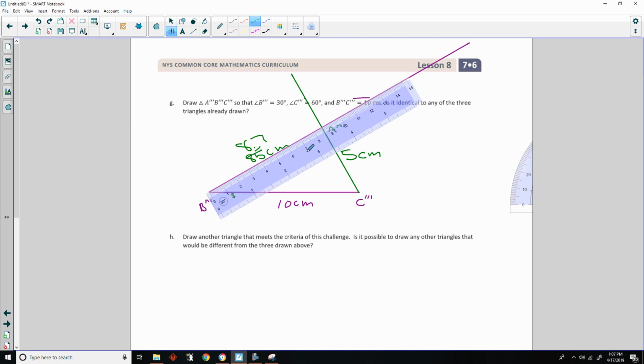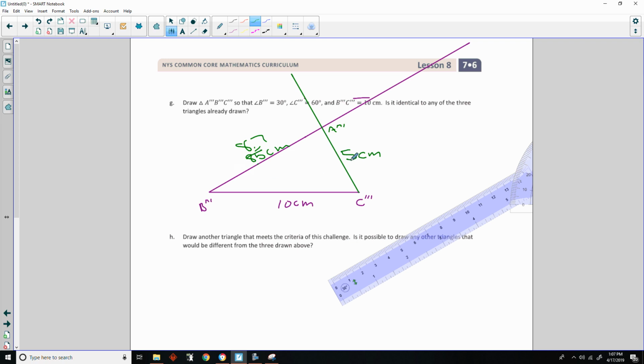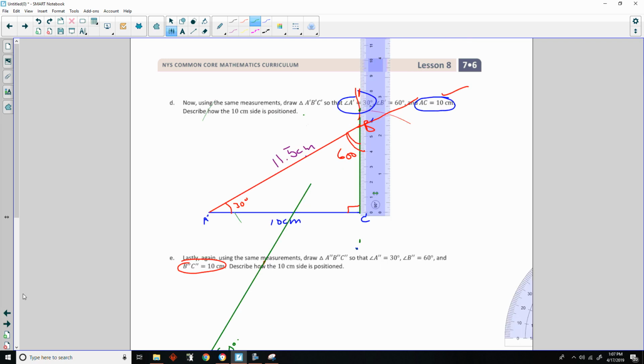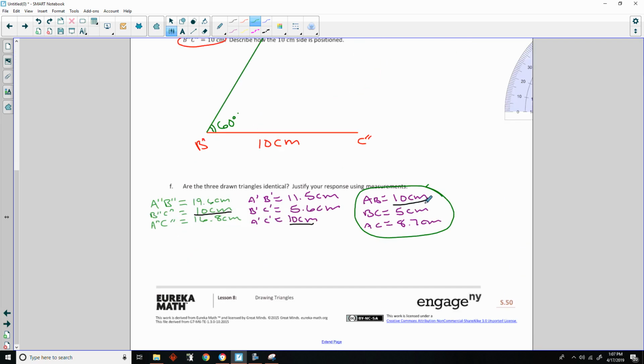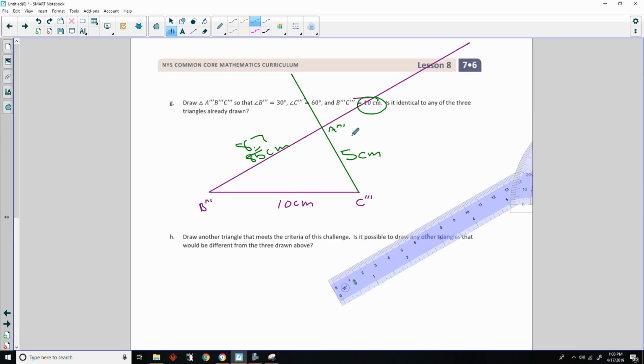Okay, so anyhow, I already knew that's what was going to happen because B triple prime, C triple prime was 10 centimeters. And if I go back to my original, AB was 10 centimeters. So if A triple prime, B triple prime is 10 centimeters, these two have to come out to be the same. So therefore, this triangle was identical to our original triangle ABC.